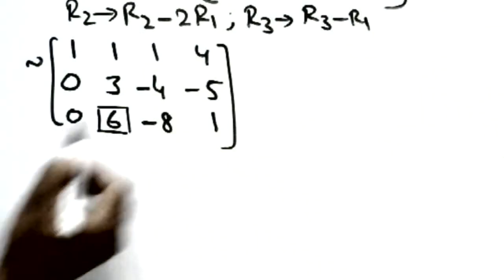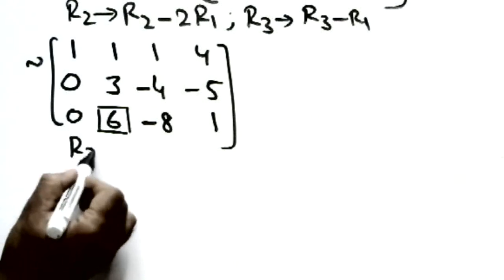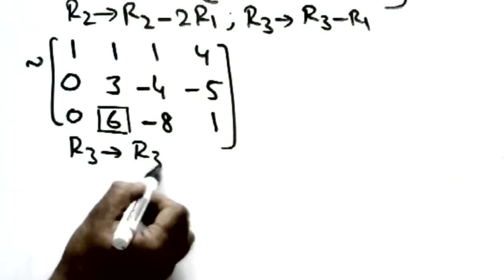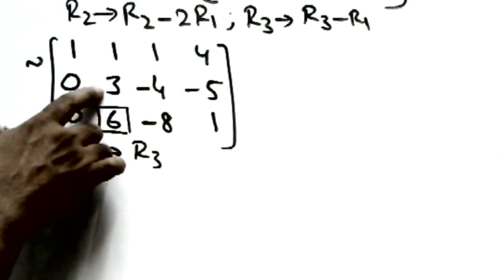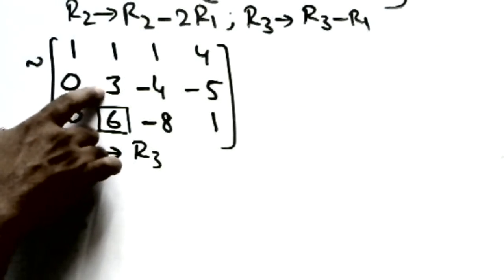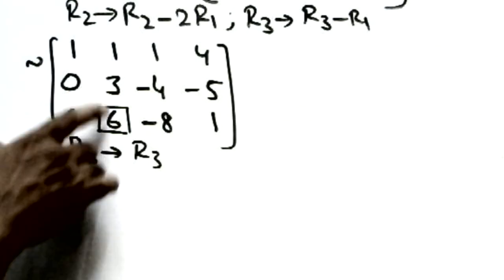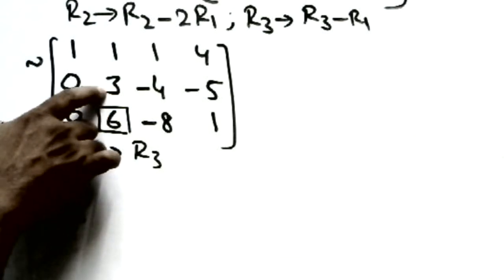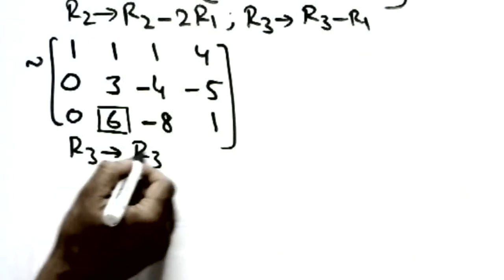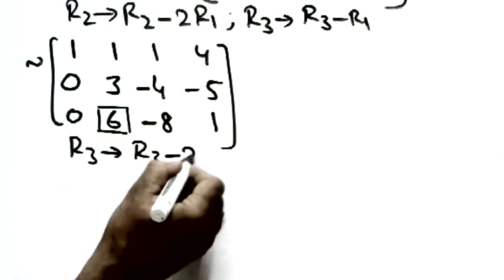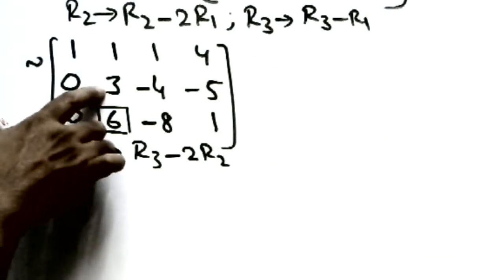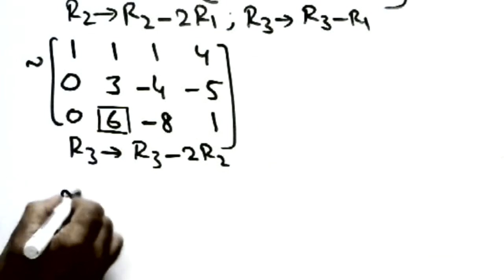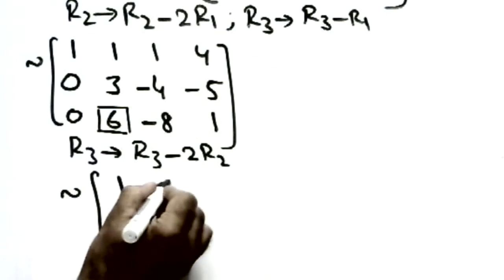In the second step we have to make this one 0. So this is R3. Therefore R3 implies R3 minus something. Watch here. To make this 0, we use R2. If you multiply this with 2, 2 threes are 6, and 6 minus 6 will be 0. So write R3 implies R3 minus 2 R2. 2 threes are 6, 6 minus 6 becomes 0. So I'm writing it like this.